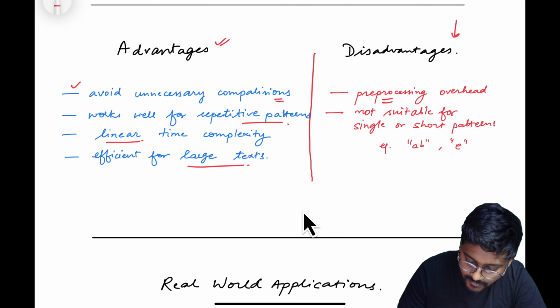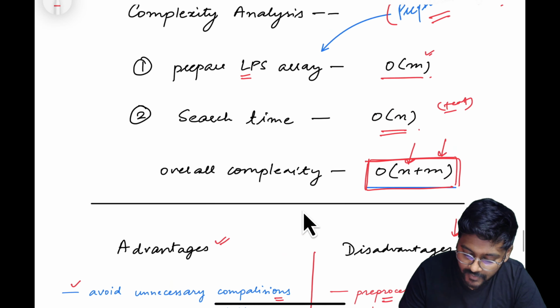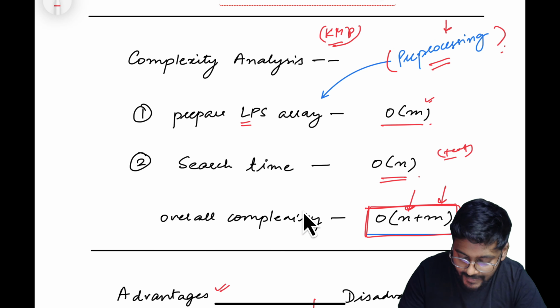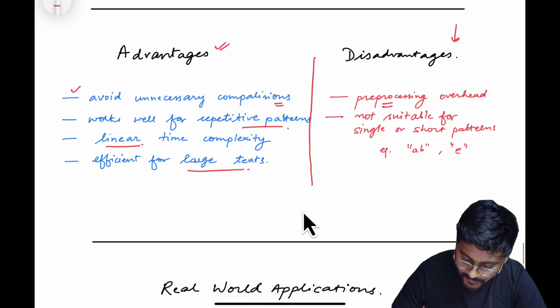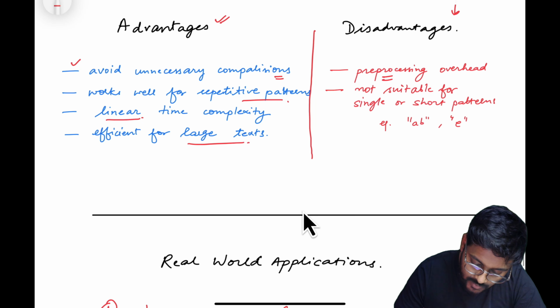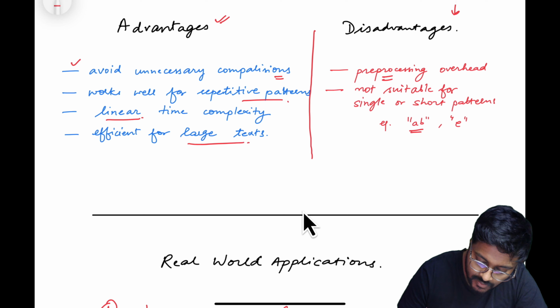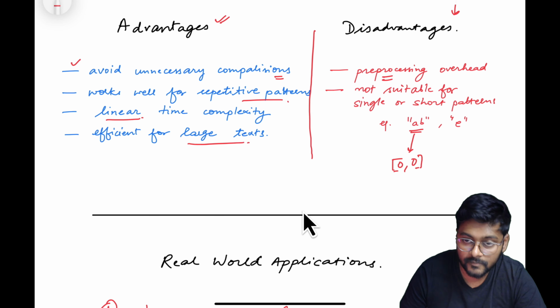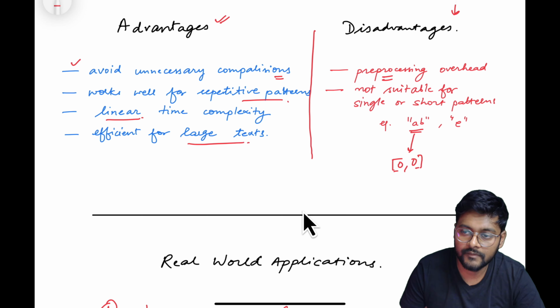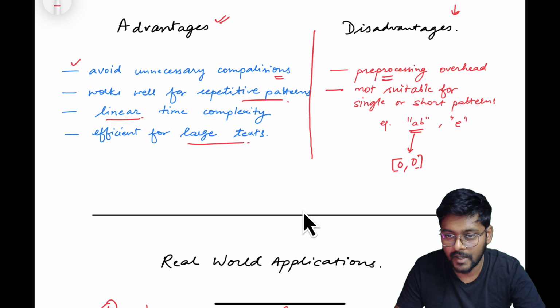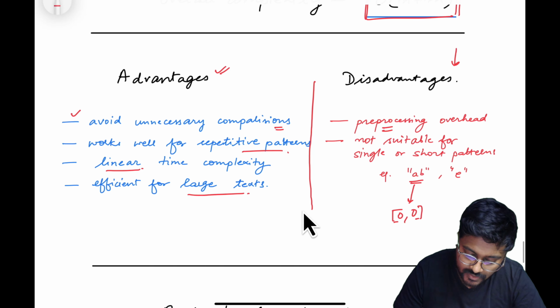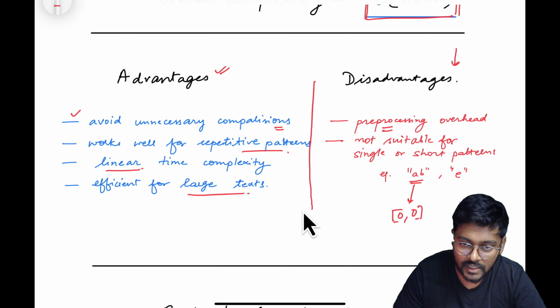Pre-processing overhead. Pre-processing is something where we have to first prepare the LPS array. Not suitable for a single or short pattern. Let's say the pattern is AB. For the pattern AB, what is the LPS array? LPS array is 0, 0. It is useless for us. That's why this is not good when we have to just find AB in the text. So these were the advantages and disadvantages of our KMP algorithm.